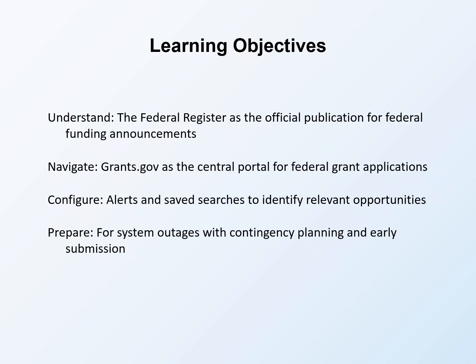This lesson has 4 primary learning objectives. First, you will understand the Federal Register as the official publication for federal funding announcements. Knowing the authoritative source helps you verify information and ensures you have access to complete, accurate opportunity details.